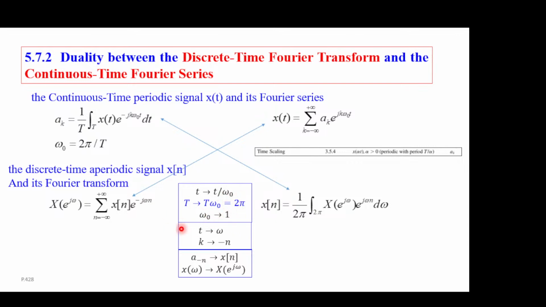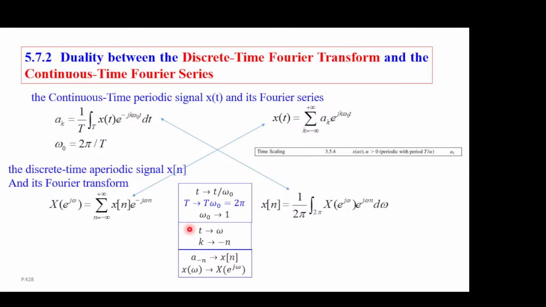So first you do this thing to scale your big T to 2 pi, and then you do a change just like before, so you change t to omega and k to n, but you want a minus sign somewhere, so you have k to minus n. Then finally, this a_k becomes a_minus n, and you change that to big X of n, and this x of omega you change to big X of j omega. If you do all those three things in sequence, then you change this equation to this equation, and this equation to this equation.